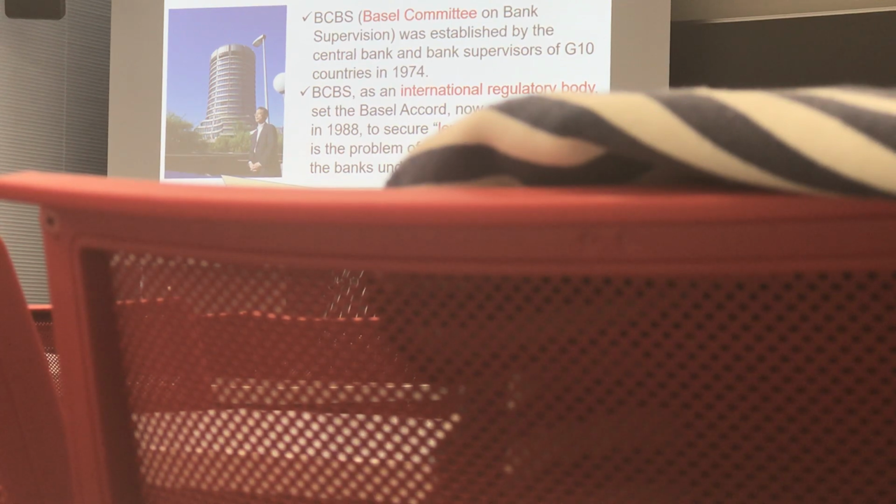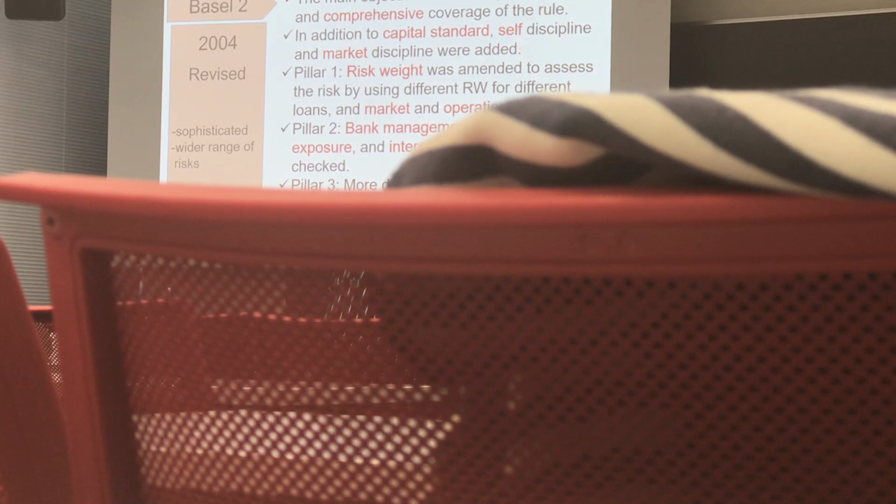A, Basel I, agreed in 1988 and implemented in 1992. The main objective, this sentence is minor highlight. The main objective was to set minimum capital ratio 8% for international banks. That is a minor highlight. And then skip on to B. Basel II, agreed in 2004 and implemented in 2008. Minor highlight for 1. The main objective was sophistication and comprehensive coverage of the rule. That is a minor highlight.